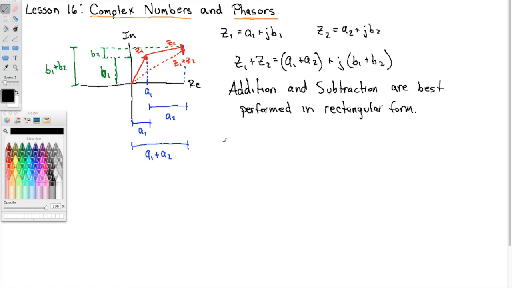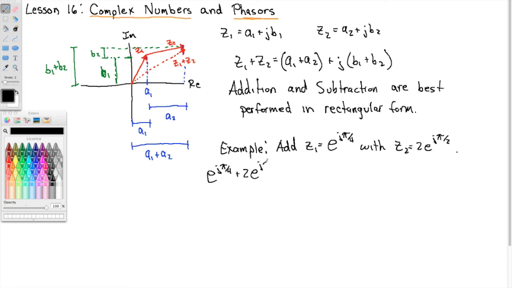All right, let's look at an example. Add z1 equals e to the j pi over 4 with z2 equals 2e to the j pi over 2. So how are you going to do that? Well, you're not going to just write down the answer like this. No, don't do that. What you're going to do is first convert each one of these to rectangular form.